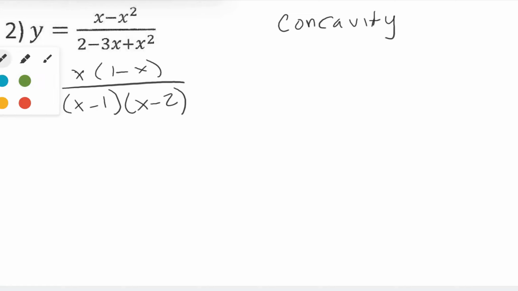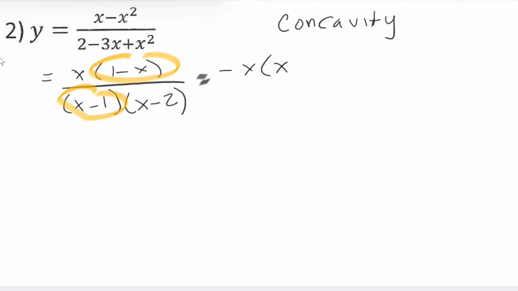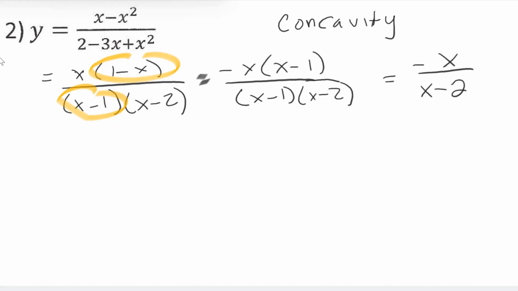Now these two right here, if I look at this one, those kind of look the same, just a sign error. So we can flip the sign around. So I can change this to negative x, and then that would be x minus 1 over x minus 1, x minus 2. So I get negative x over x minus 2. So now doing the derivative on that is a lot easier than doing the derivative on the first one.